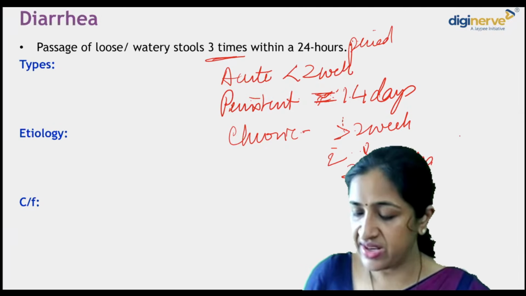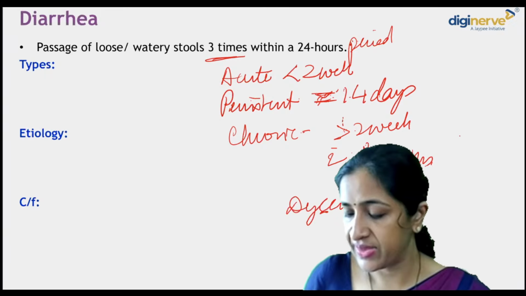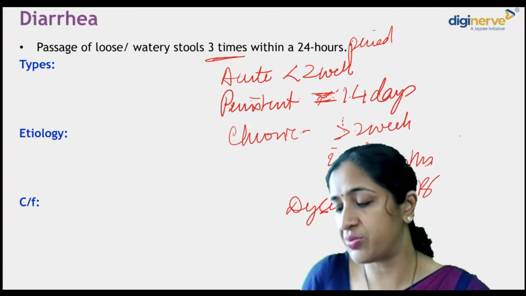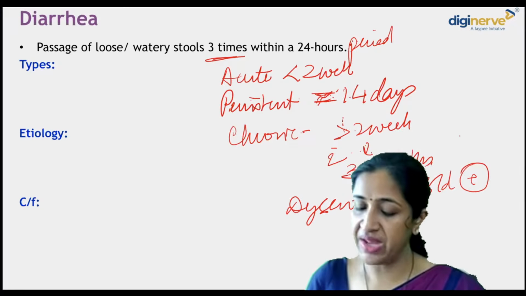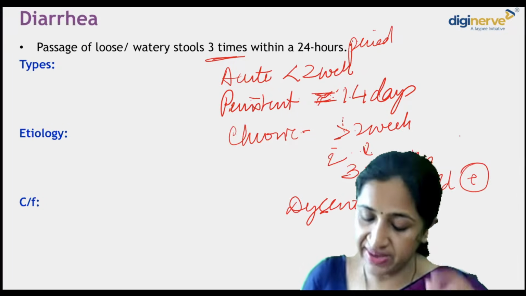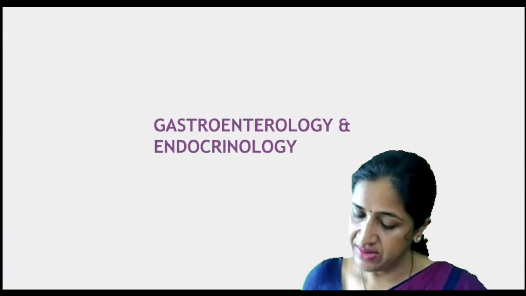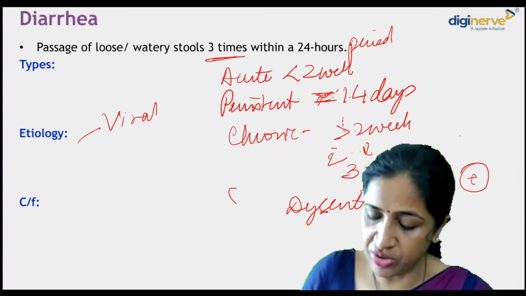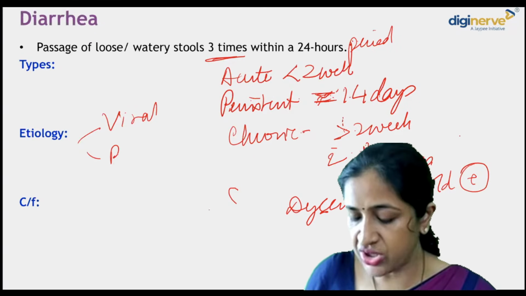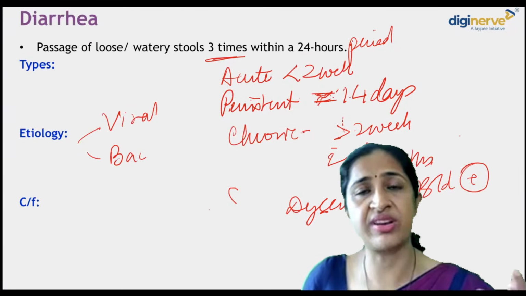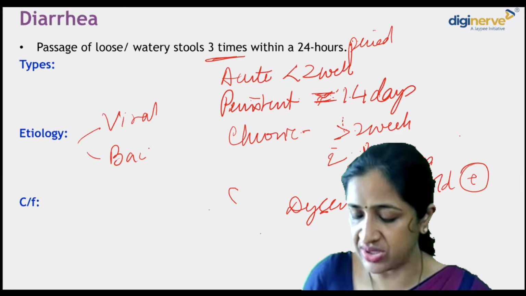Dysentery. Dysentery is presence of blood positive in stool. Most common cause of diarrhea, you have viral diarrheas. Viral diarrheas are the most common cause of diarrhea. You also have viral, like rotaviral, Norwalk, calicivirus, all this.